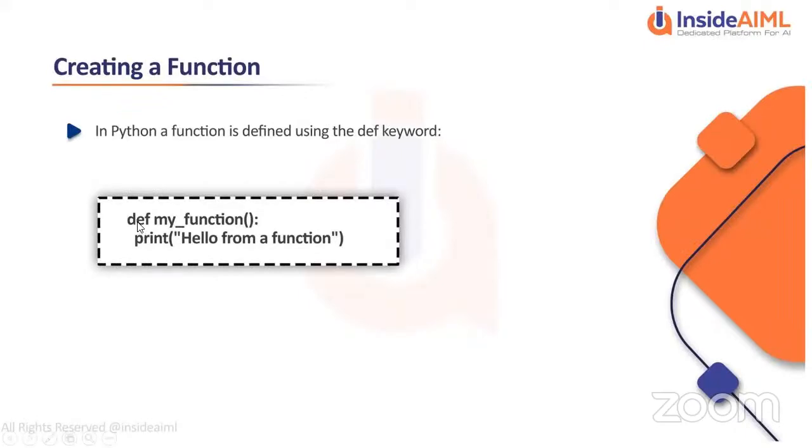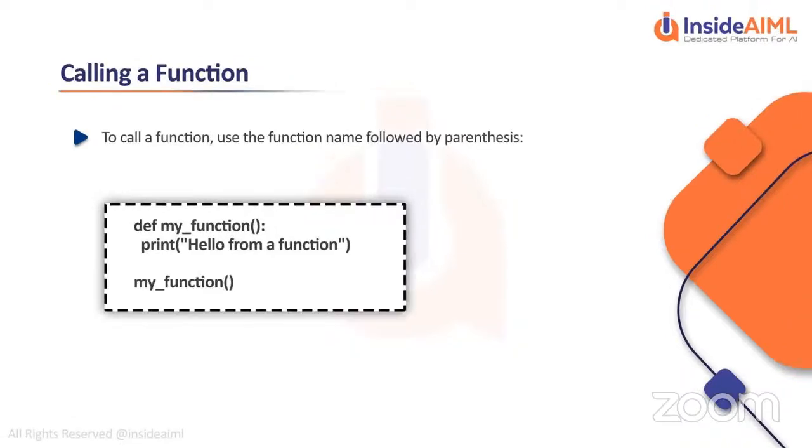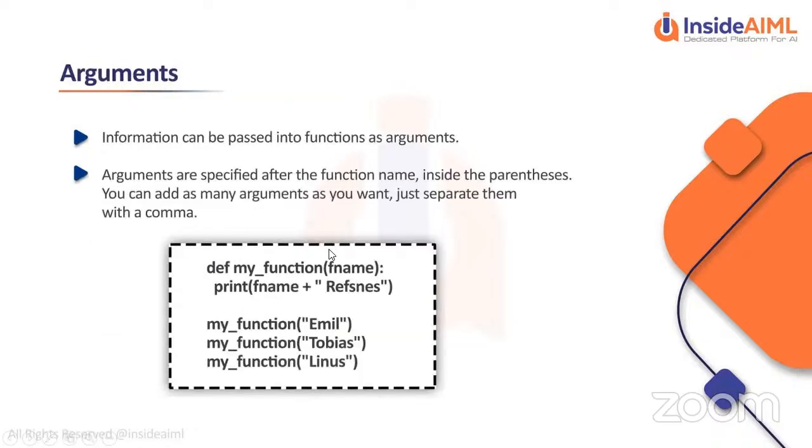How am I supposed to create a function? You need to write the def keyword and the name of that function. This is an empty function because you're not passing any parameter inside it, and then returning the output. So this function, my function, will print "Hello from a function". How do we call a function? Just by writing the name of this function, which is my function, I will get the output "Hello from a function".